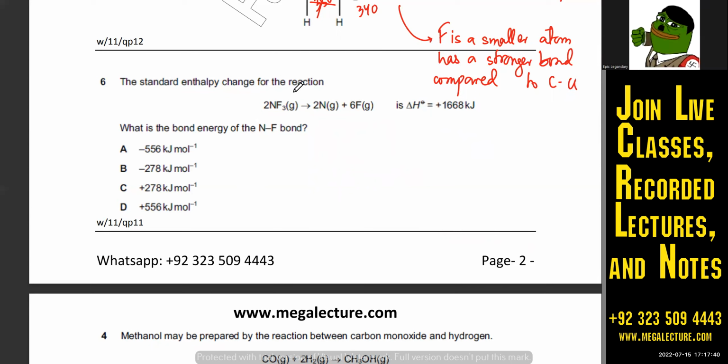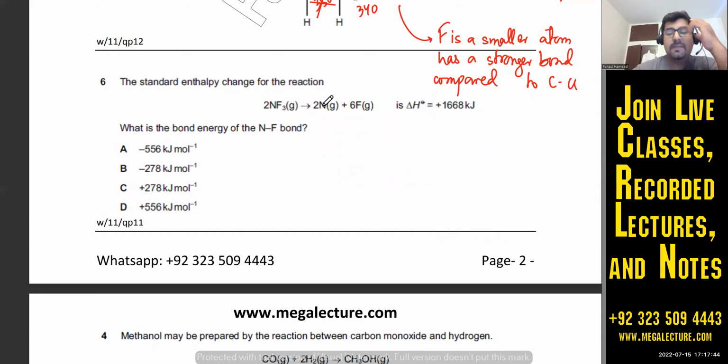Okay, sir. So what if it's a reversible reaction? Then remember, enthalpy change is given for the forward reaction. So it depends. The reverse would be the opposite direction. It would have the same value, but the sign would be different.